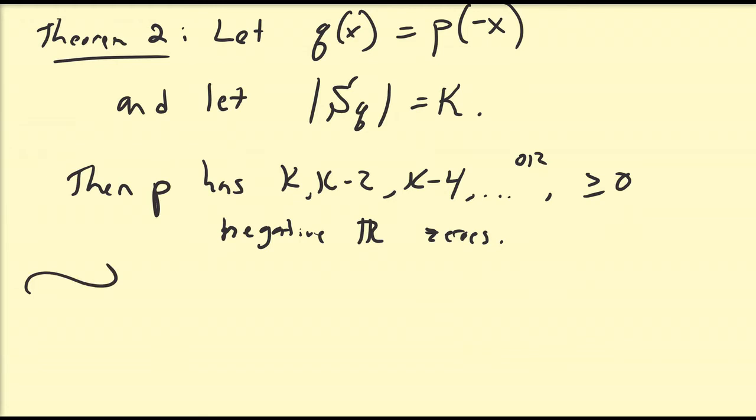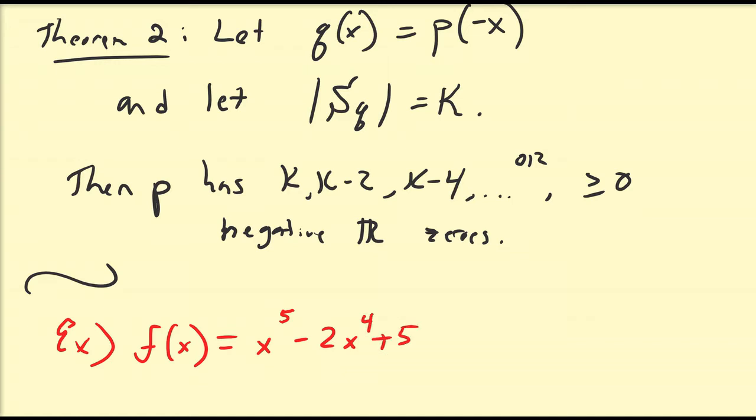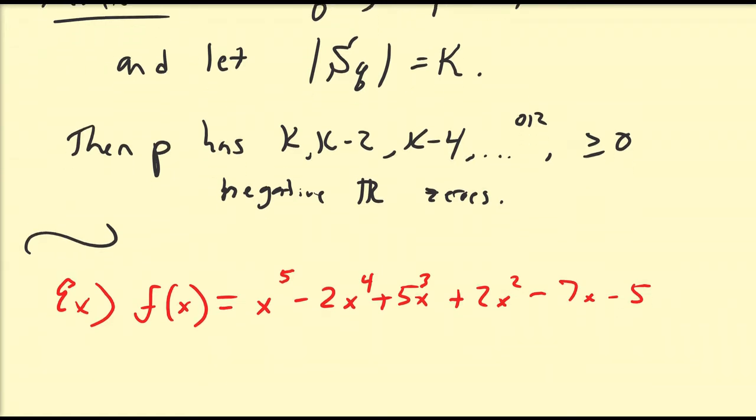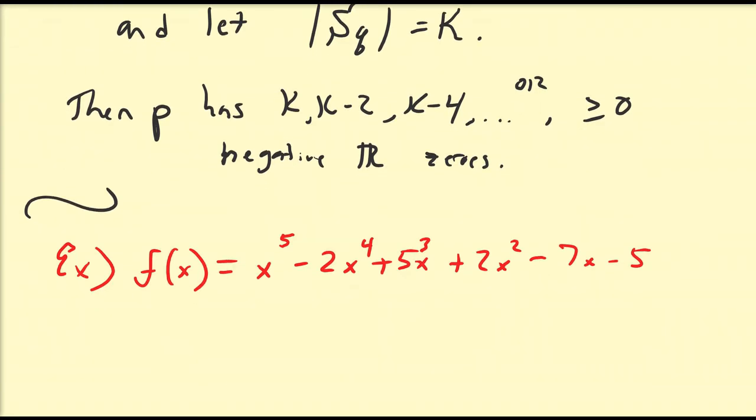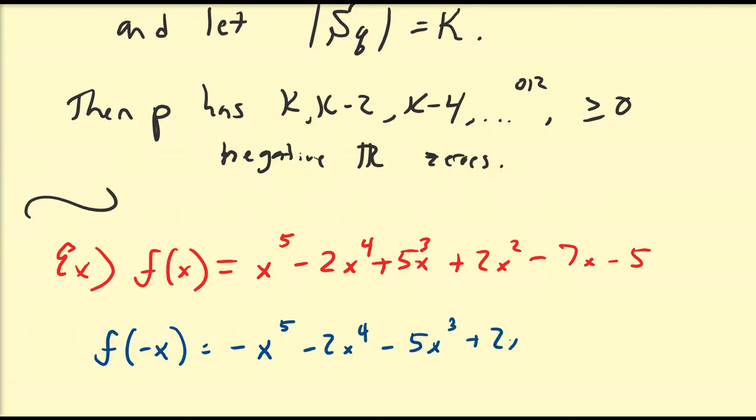So let's look into that in detail. Let us assume we have f of x equals, again, x to the fifth minus 2x to the fourth plus 5x cubed plus 2x squared minus 7x minus 5, the same exact example as last time. I'm going to replace x with negative x. All my odd powers are going to change sign and all my even powers are going to stay fixed. So this gives me negative x to the fifth minus 2x to the fourth minus 5x cubed plus 2x squared plus 7x minus 5.